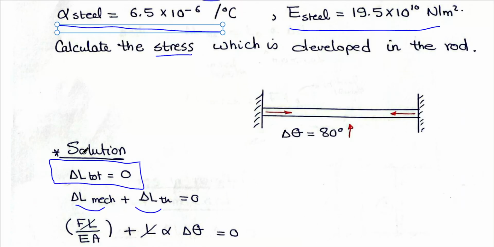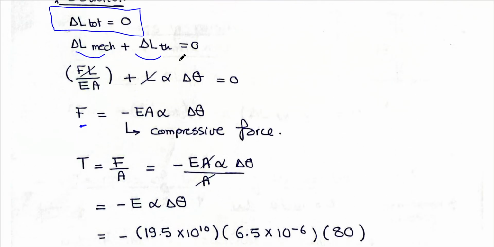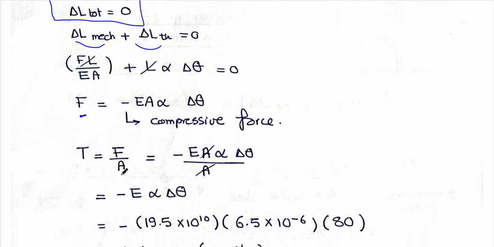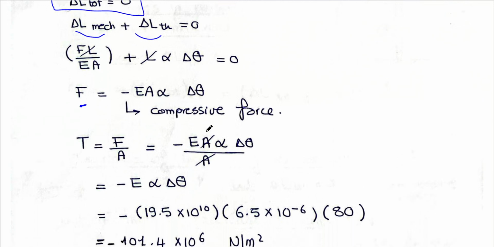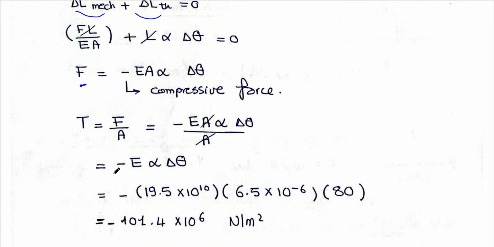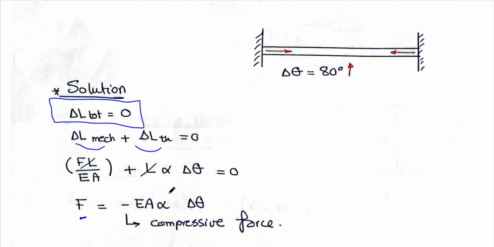It's required to calculate the stress. So I want force over area. I will divide this by area. So the stress is negative E alpha delta theta. Substitute with the value of E given, the value of alpha, and the value of delta theta. You will find the stress and you get it in Newton per meter square. What is the meaning of the negative sign? It means that it's a compressive stress. This was an example on the thermal strain.